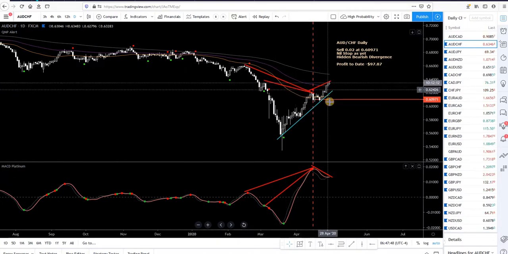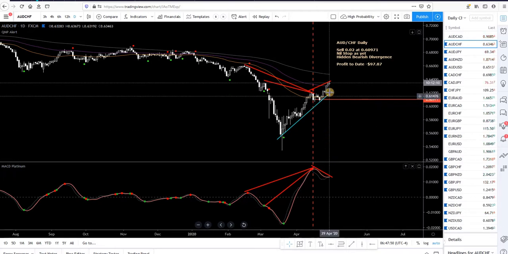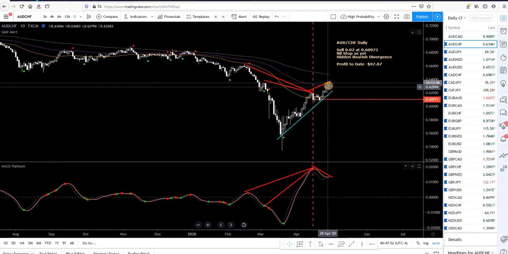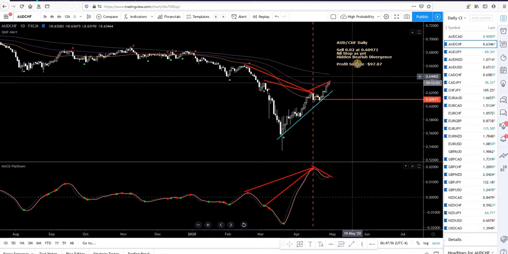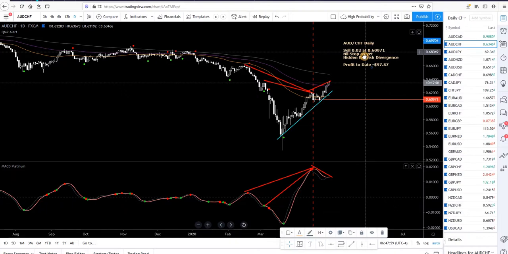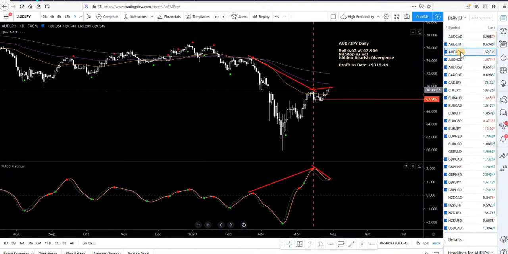So I will look for a potential hedge buy, or if say price rolls over and that sell remains valid and breaks through that trend line, I'll take a second sell. So I always try to work my way out on hidden bearish divergence. So you'll see a few of these Aussie pairs not looking that good.